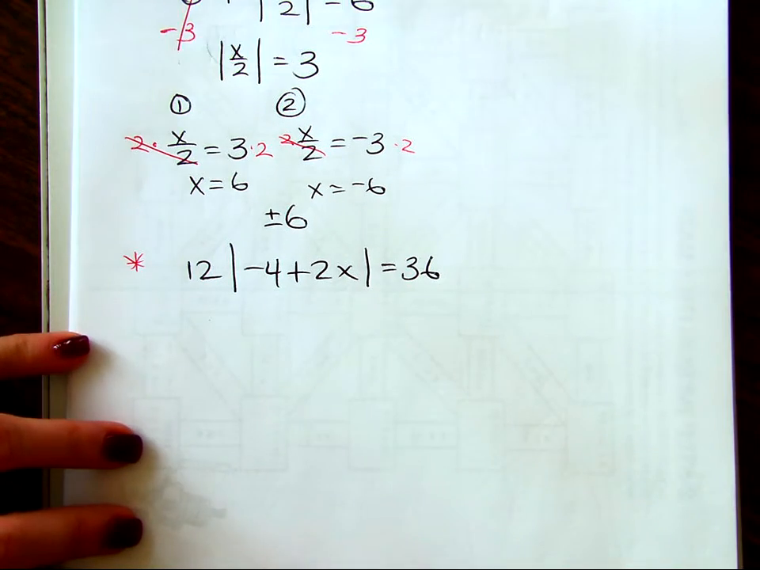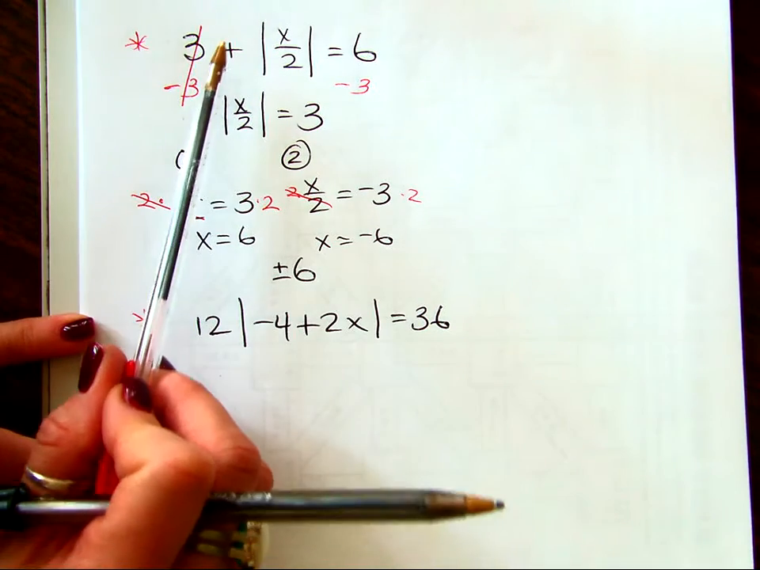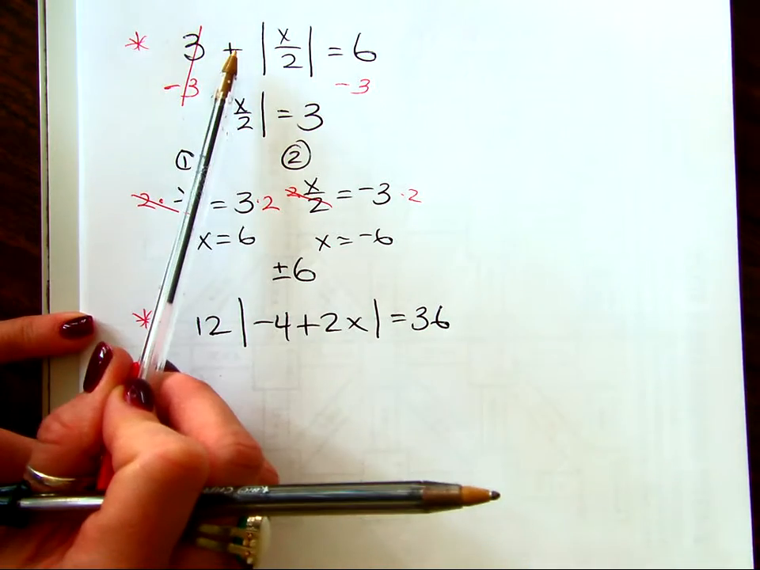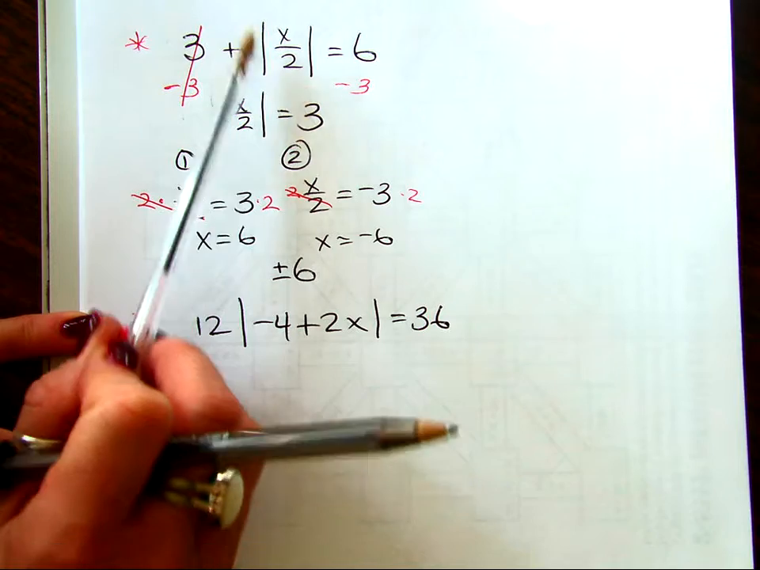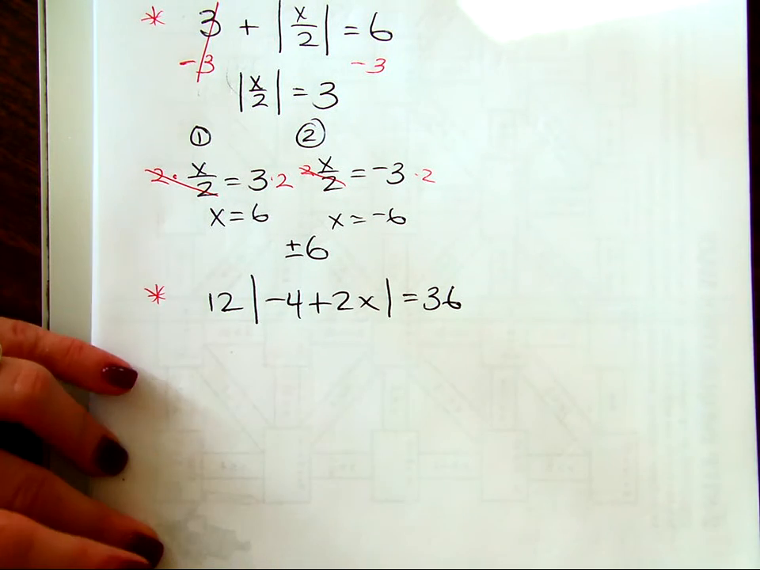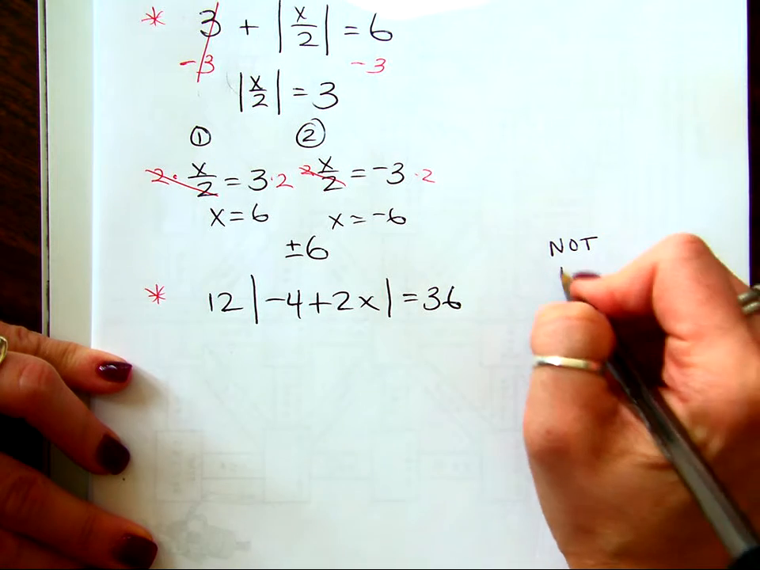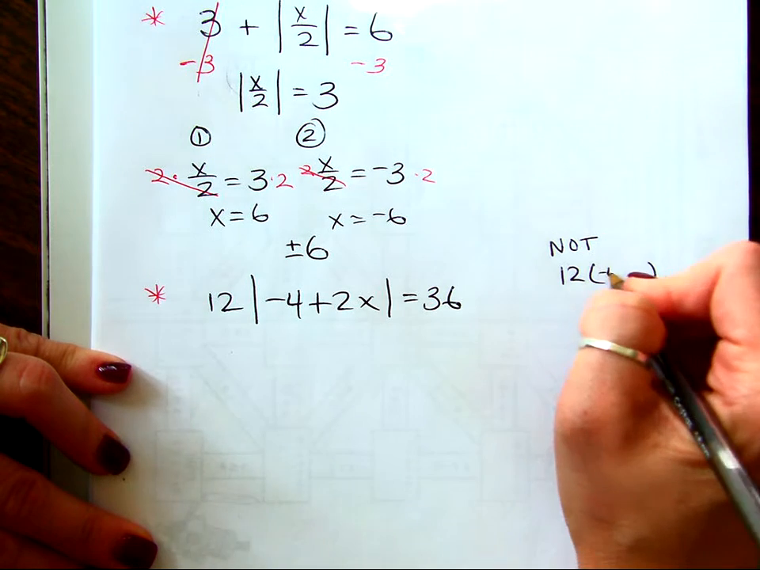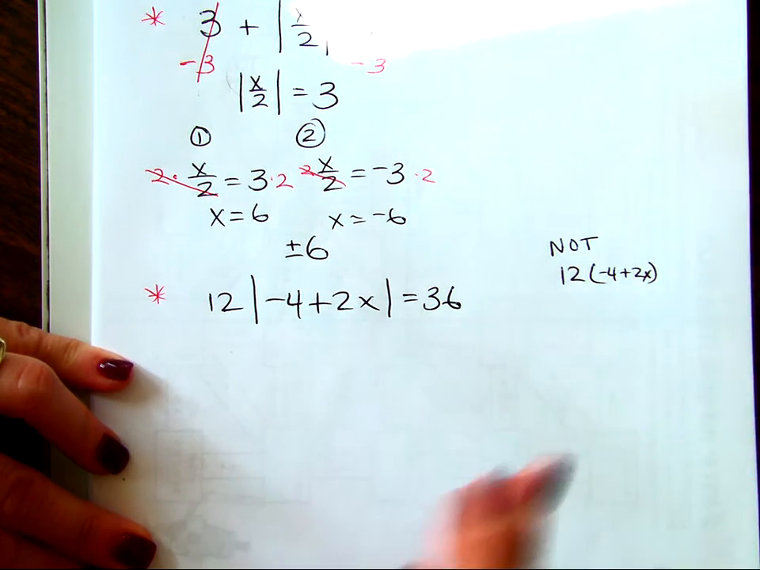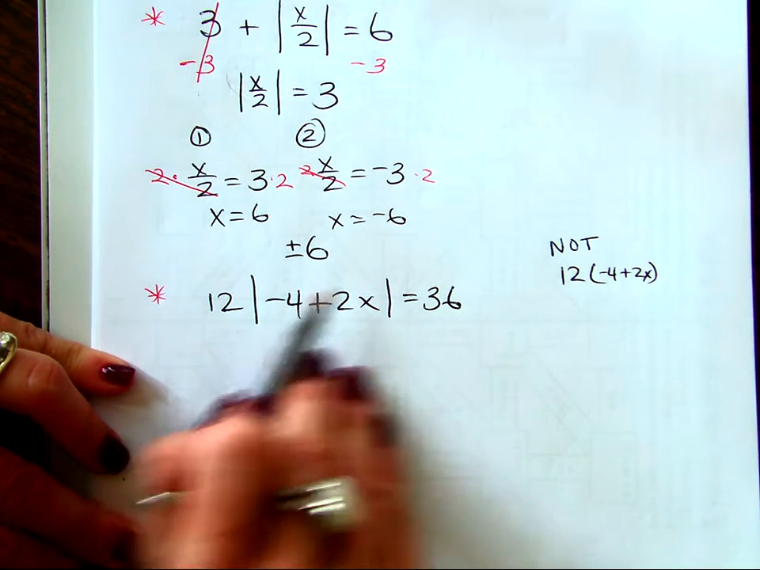Okay, so the main difference between this problem and the other problem is that look what was between it up here. A plus sign. So I was adding 3 to this quantity. Here I'm taking this quantity and multiplying it by 12. First thing you need to know is this does not mean distribute. It does not mean multiply the 12 by everything. Don't do that. These lines are straight. They mean absolute value. Those lines are curvy.